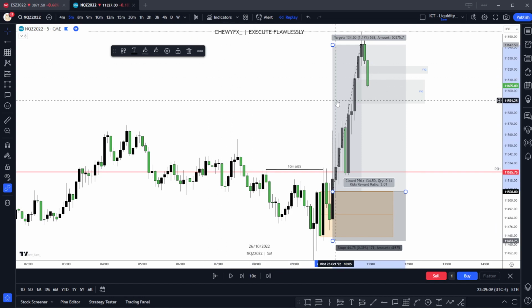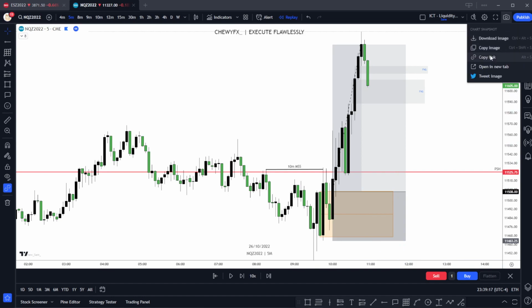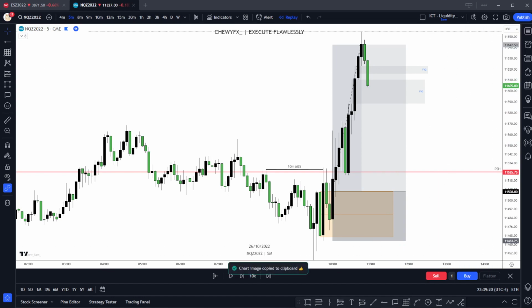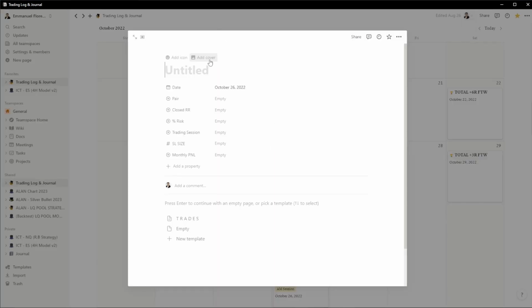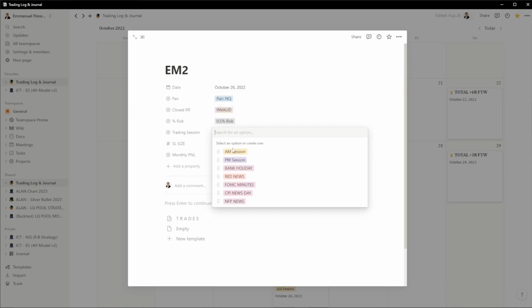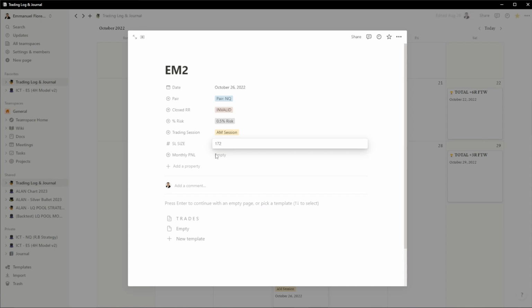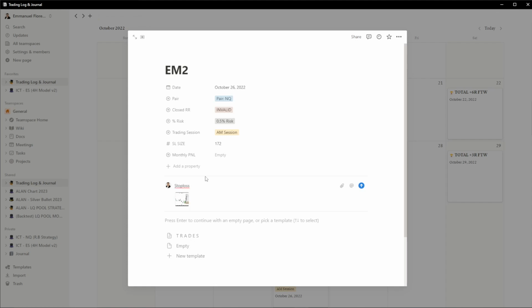So to take 3R off of a stop loss the size of 179 ticks, it's just too much of a risk. Anyways, this all happened in AM session. This is technically an EM2. It was invalid for us. So it's just not something that we are going to be taking, but we're still going to journal it just for our own purposes as well. So invalid, 0.5, 172 I believe was the number. Stop loss does not meet the criteria. It's as simple as that.